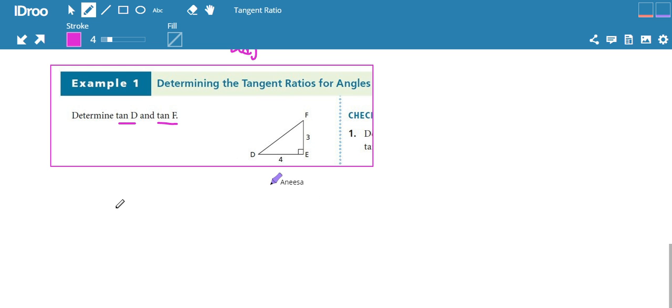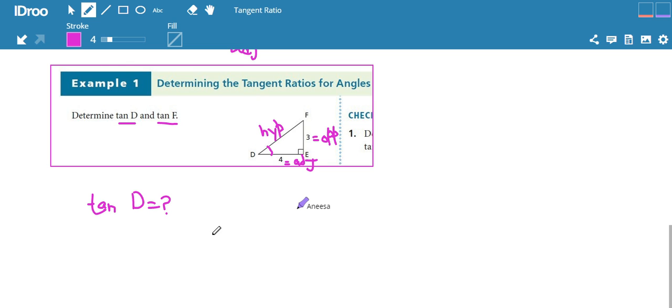To find tangent D, this is what we have to find first of all. To find tangent D, you have to think of referencing this angle D. According to this angle D, the opposite value would be this one. This one is the hypotenuse, and then the base value, which is with the angle, would be this 4, the adjacent. Adjacent is also called base.